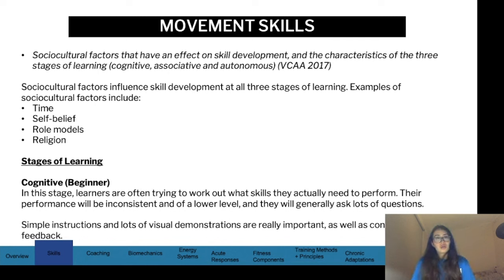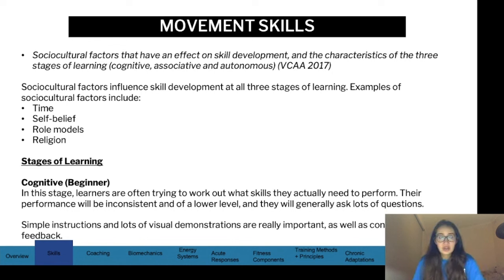Okay, so socio-cultural factors can affect all three stages of learning. Some examples include time, self-belief, role models, religion, and there are a bunch more. I know this is quite early on in the year that we did this, but we've got cognitive, associative, and autonomous stages of learning. It's really important that you know what these mean and understand what occurs at each of these levels.